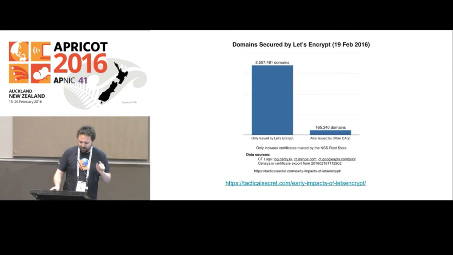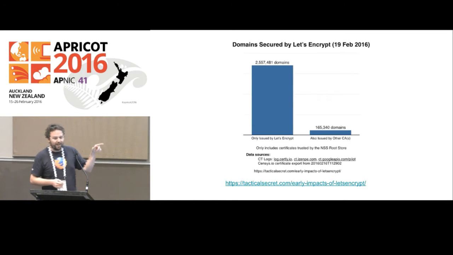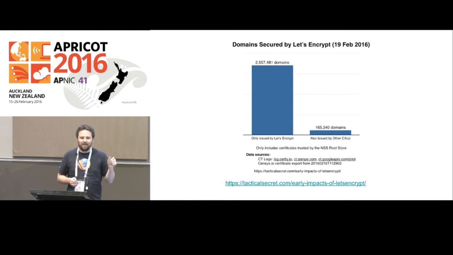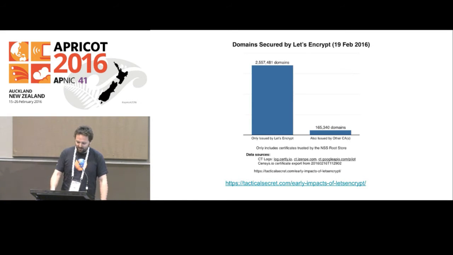This is one of the greatest pictures, I think, that you can show. On the left shows domains that have a certificate with Let's Encrypt. The right shows domains that previously had a certificate from a different CA. So that gives you an idea of how many domains that didn't have a cert now have a cert. So that's awesome.